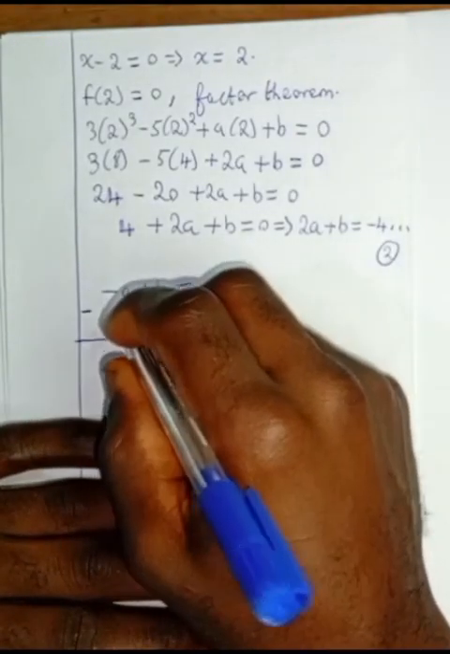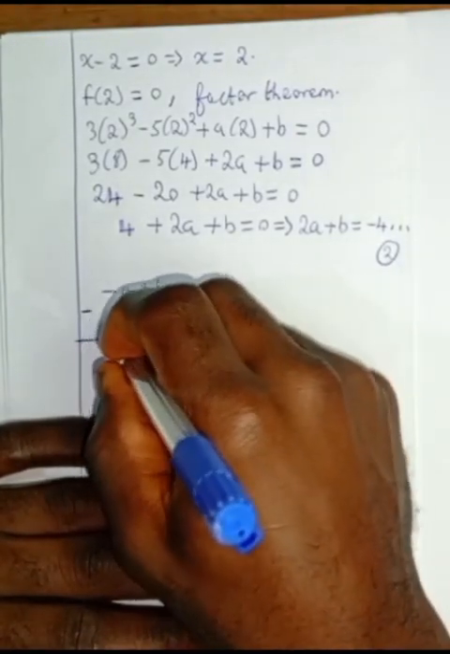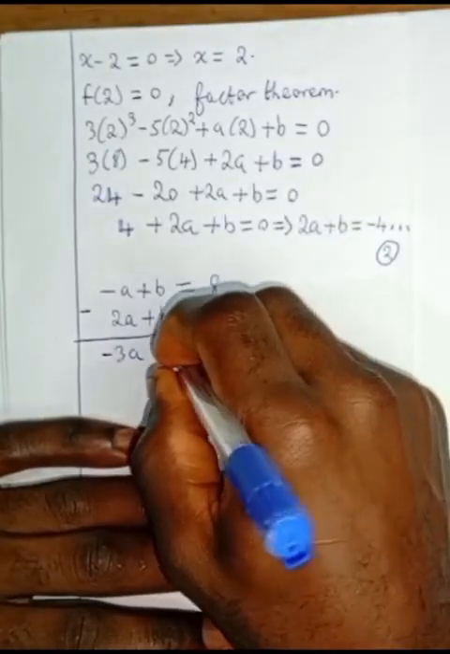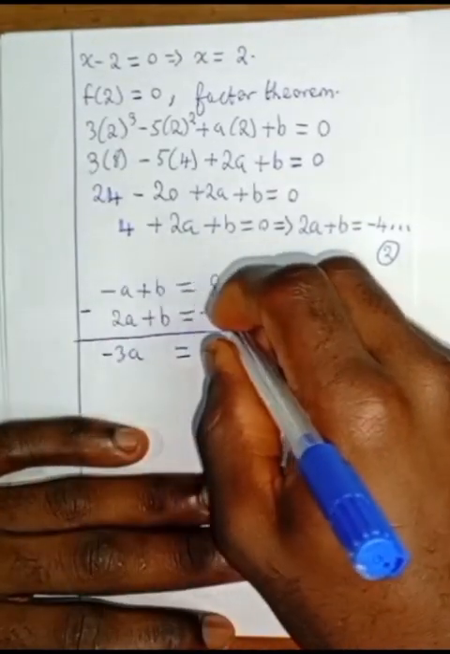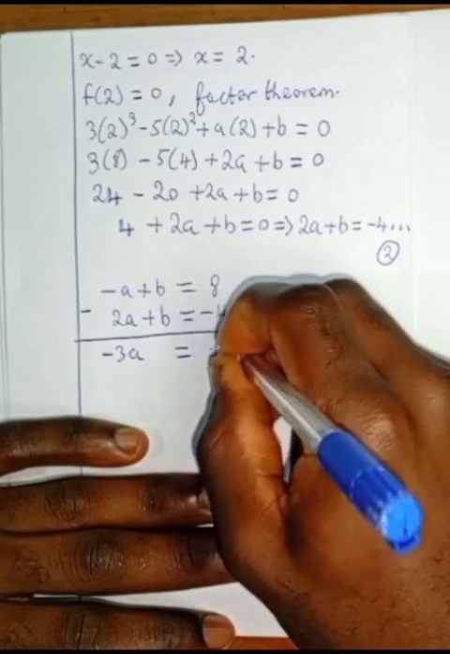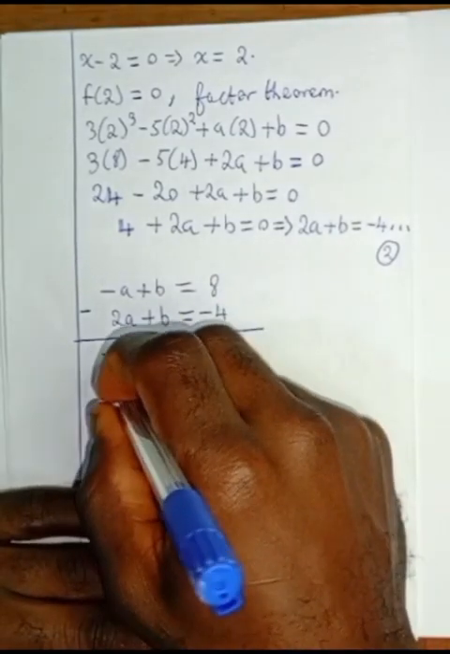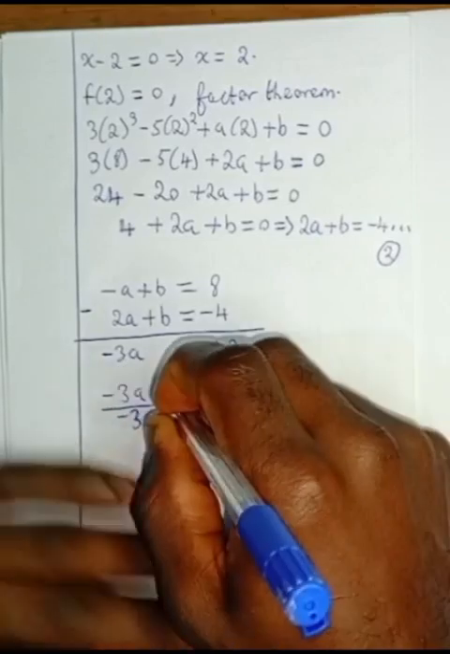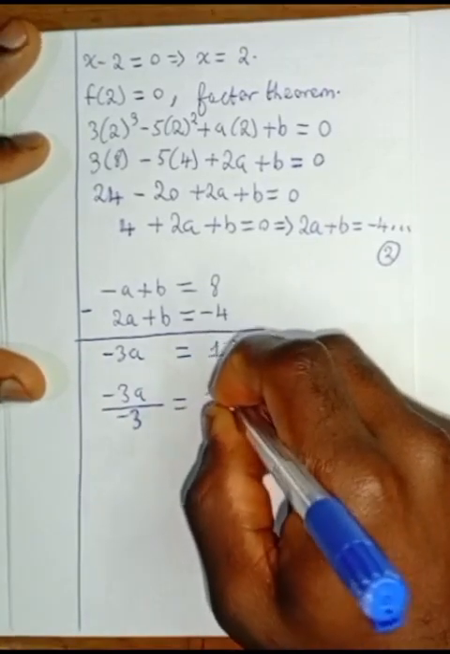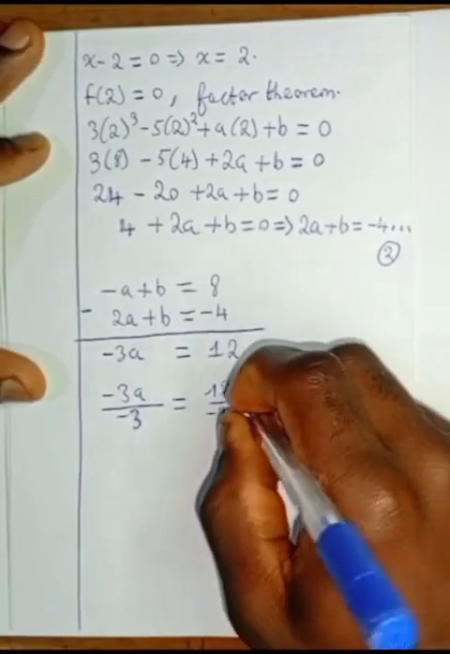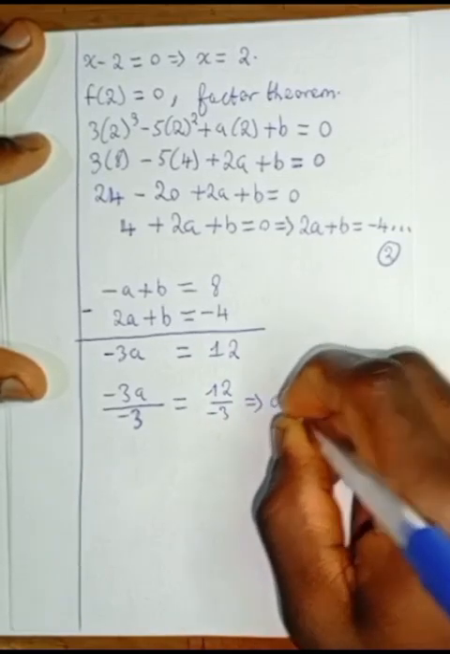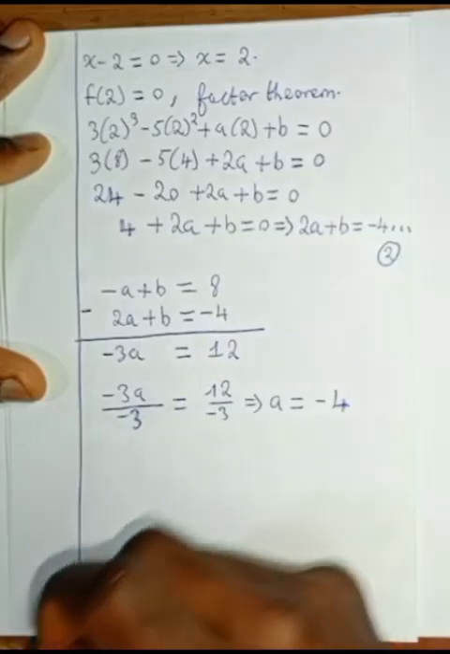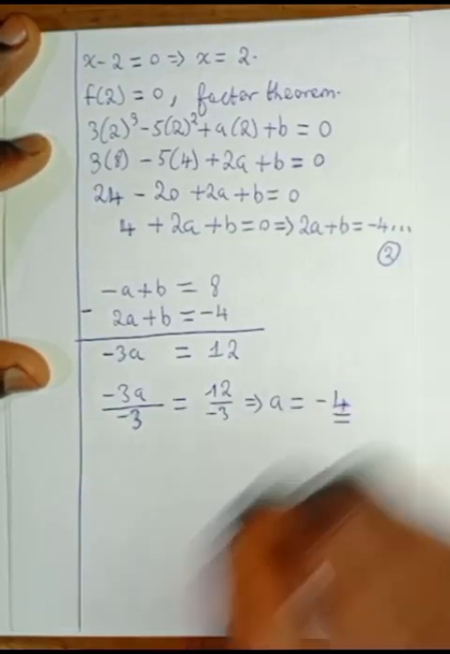Negative a minus 2a gives us negative 3a. b minus b gives 0. So this will be equal to 8 minus negative 4, which gives us 12. For us to get a, we are going to divide both sides by negative 3. This will be equal to 12 divided by negative 3. Then our a will be equal to negative 4. 12 divided by negative 3 gives us negative 4.